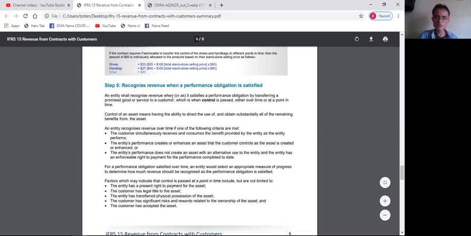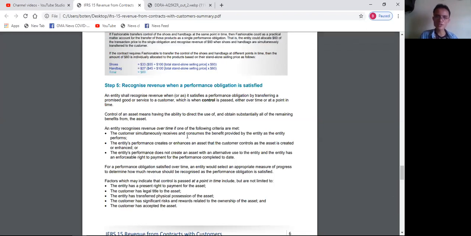Okay, step 5. Recognize revenue when a performance obligation is satisfied. So when a revenue is recognized, it should be that it is also at the same time that an obligation or performance obligation in the contract is satisfied. There are two ways. It's either over time or at a point in time.